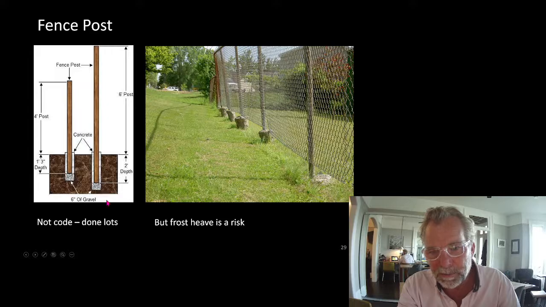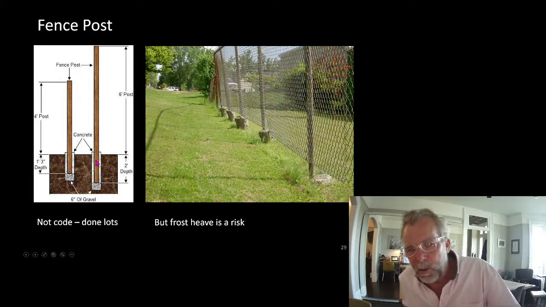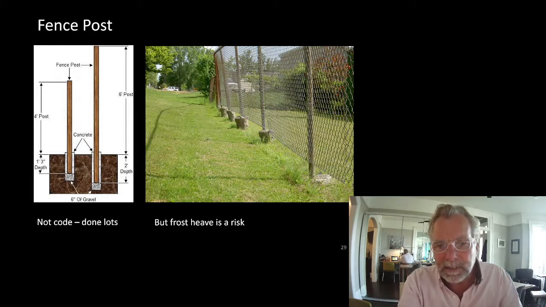So, French fence post. Interesting. I'm just looking at the diagram on the left, figuring out where that came from. It says "not code, done lots." So let's interrogate what is going on here.